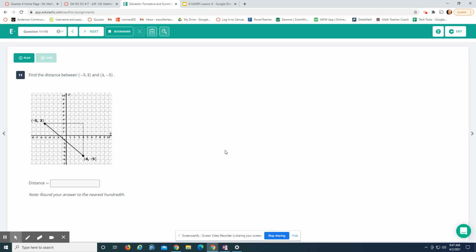Number 11, this is Pythagorean theorem. You're going to draw it out. They've actually drawn it in there for you. So remember that a squared plus b squared is equal to c squared. And then at the very end, don't forget to do the square root of c squared, or whatever that answer is.